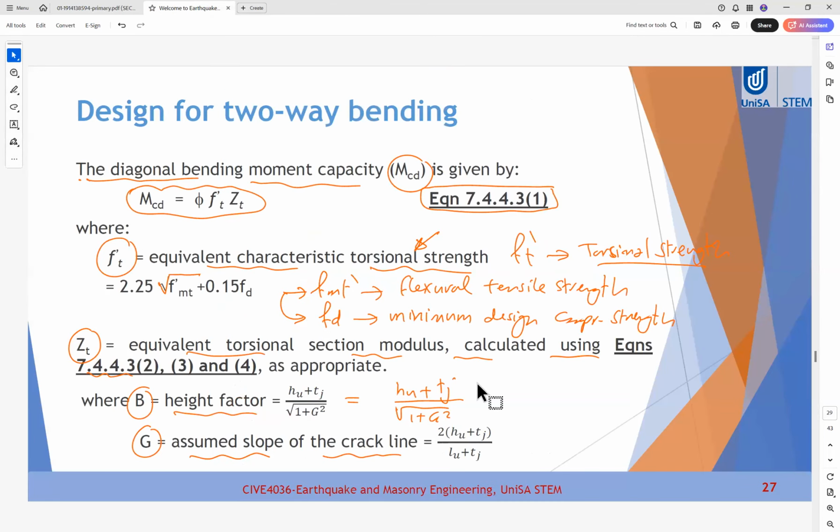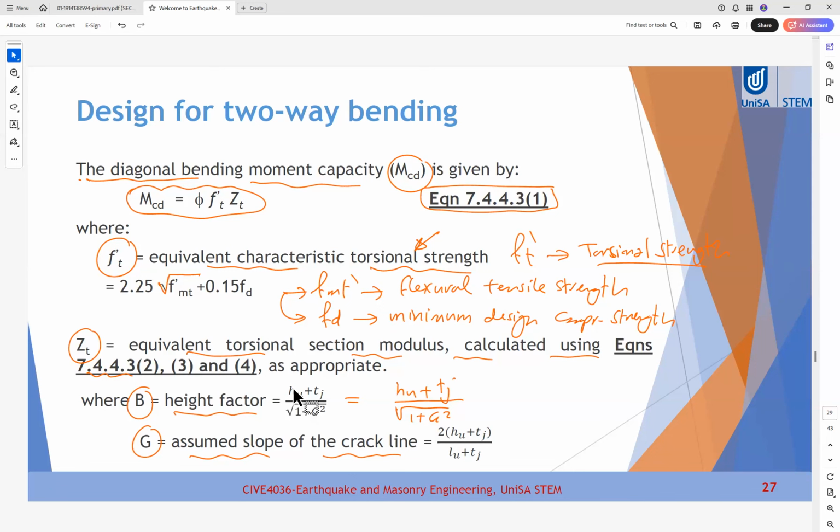Okay. So I think there will not be a question on this one, not just to know how the two-way bending design is, but I think the focus in the example will be on the horizontal and vertical bending, okay? Because I think it is too complicated to find the two-way bending in an exam. All good? Yes, sir.